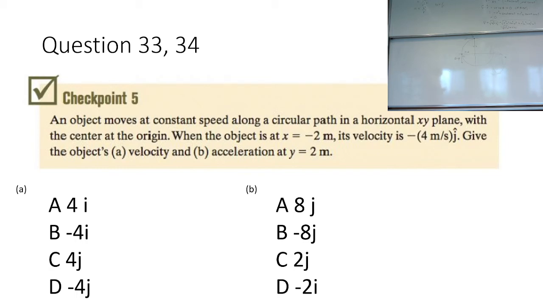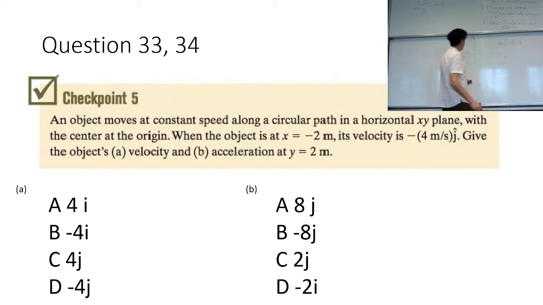B. Yeah, B, yes. So use that formula, this one. A is V squared over R. We already worked out what the velocity is. Sorry, velocity is 4. 4 squared is 16, over 2 is 8.